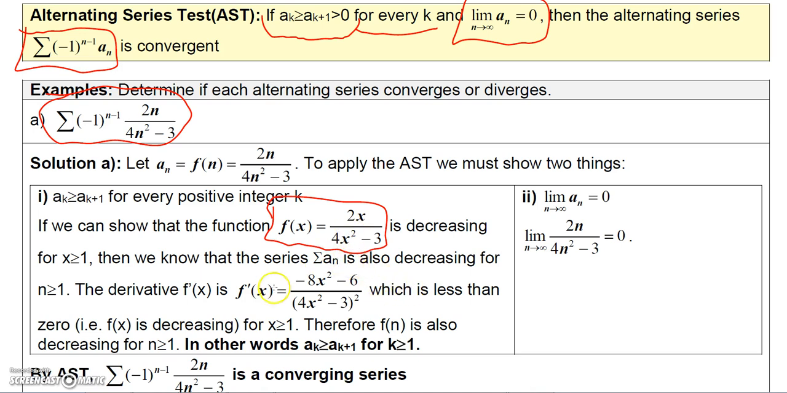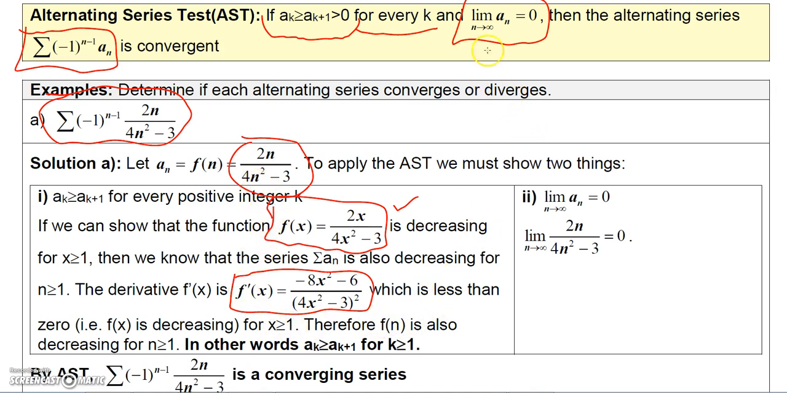So if I take the derivative of that, and you can just use the quotient rule, notice that the denominator of the derivative is positive and the numerator is always going to be negative. So since the derivative is negative, this function must be a decreasing function, and if this function is decreasing, then this series is a decreasing series. So we've shown the first part of that.